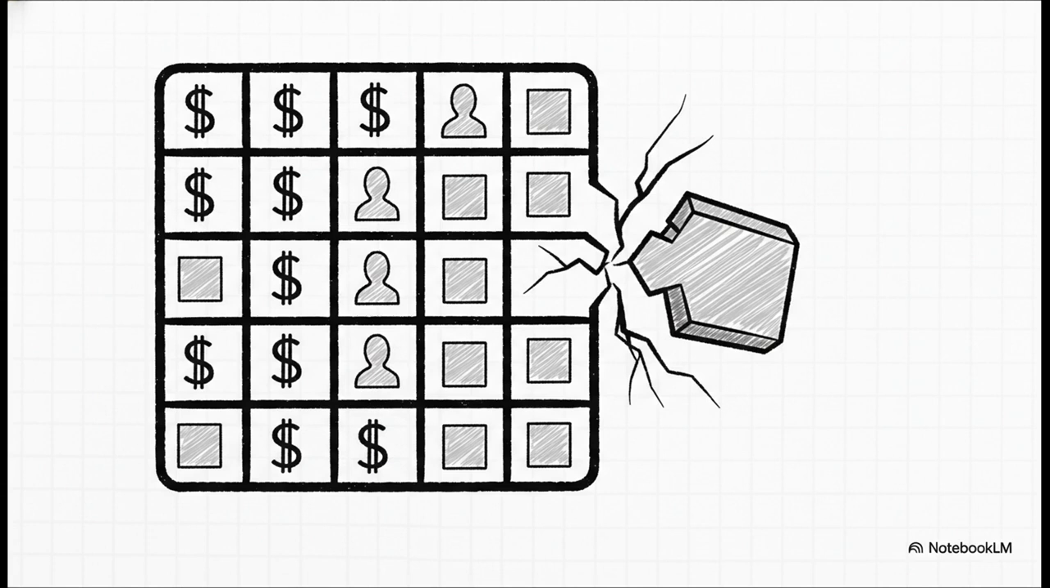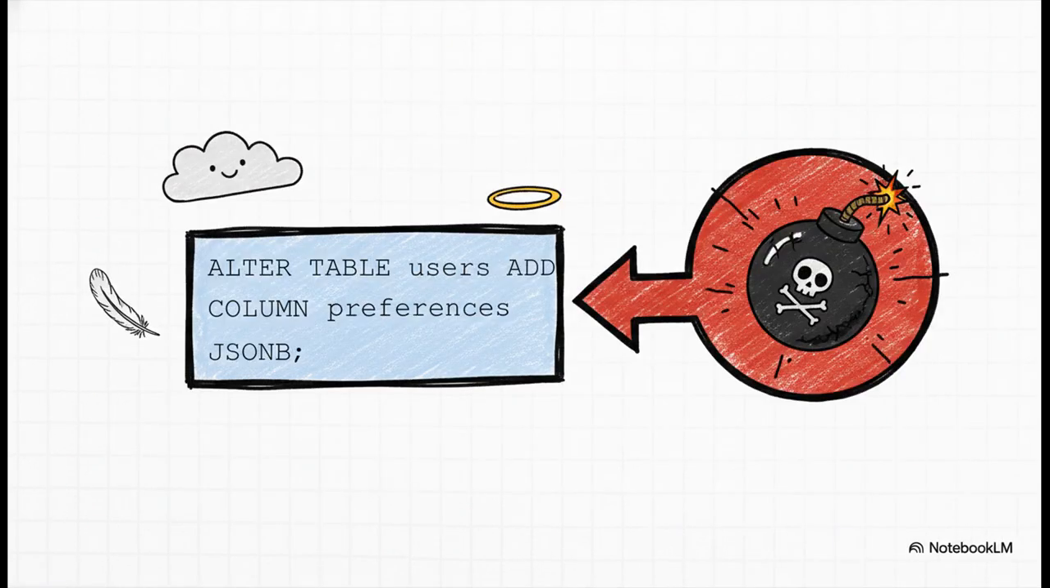But it has an Achilles heel, a huge challenge: changing that structure down the road. So let's say your team wants to add a new feature. You need a new column in your users table to store some preferences. You write this line of code. It looks completely harmless, right? I mean, it's so simple, so tiny. What could possibly go wrong?